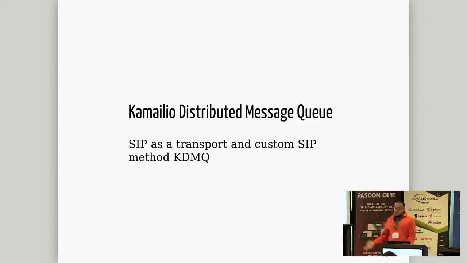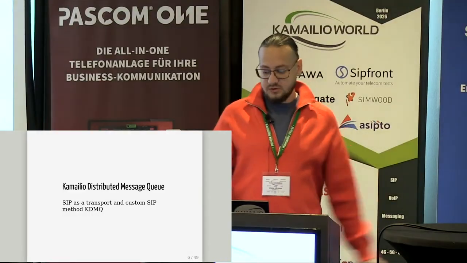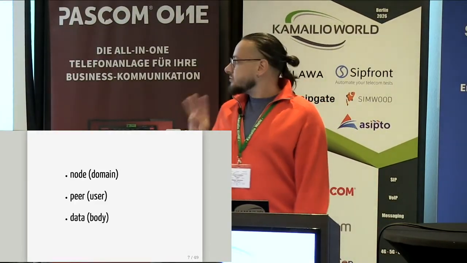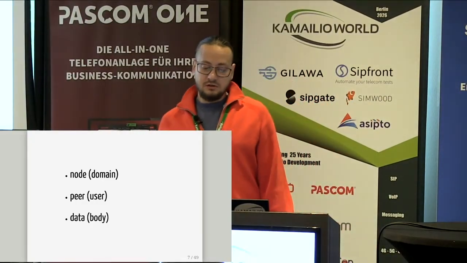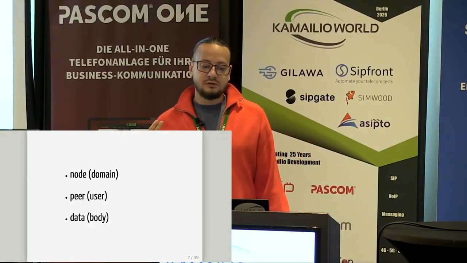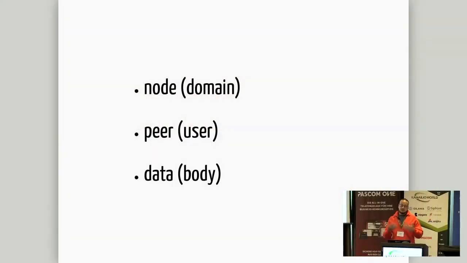So quick reminder, what is the KDMQ, the Kamailio distributed message queue. It uses SIP as a transport, a special SIP method called KDMQ. There are three main things in each DMQ message. The node: there are always two nodes, source and destination. The peer, that you can see as a user in the SIP message. It will be in all users, from, to, in the request URI. And the data that you will see as a body.